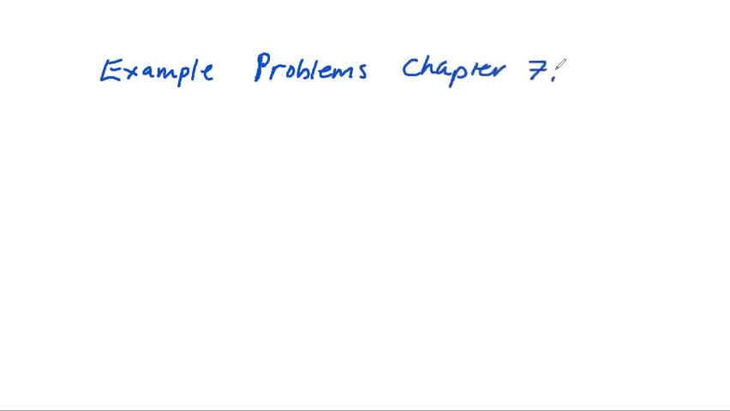Okay, you guys, this is example problems from chapter 7. All right, 7.1. 7.1 says height of a baseball from energy considerations.